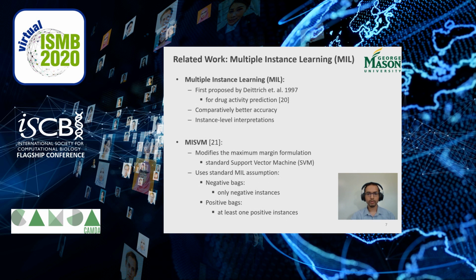MIL was first proposed by Dietterich back in 1997 for drug activity prediction from molecular structures, which provided better accuracy as well as instance-level interpretation. One of the earlier works in this area was MI-SVM, which simply modifies the standard support vector machine's maximum margin formulation. It also used the standard assumption, which is negative bags will only contain negative instances and positive bags will have at least one positive instance. This assumption is also very restrictive for practical purposes.